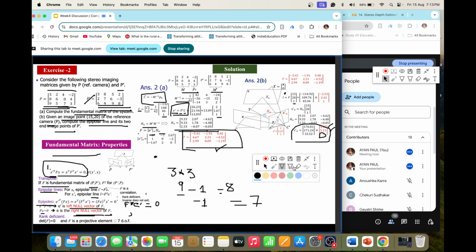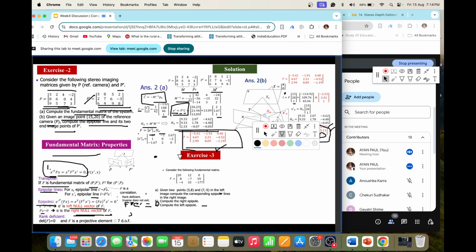Now let's do one or two questions so that it will be clearer to all of you regarding the properties. This is the third question of our exercise. Consider the following fundamental matrix, which is already given. Given two points, (5, 8) and (7, -5), in the left image, compute the corresponding epipolar lines in the right image.